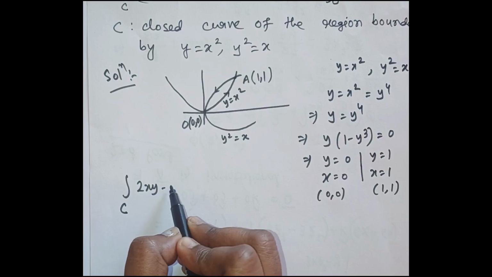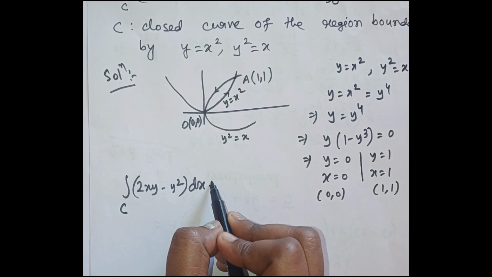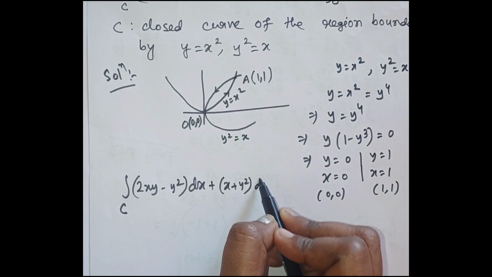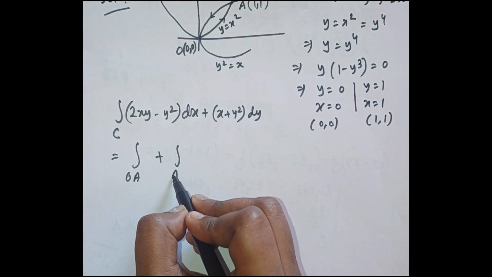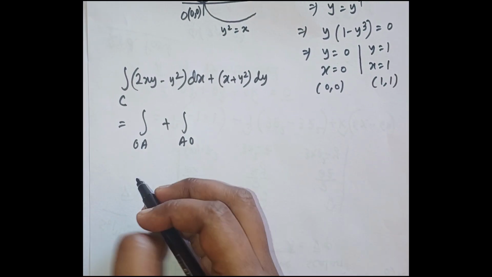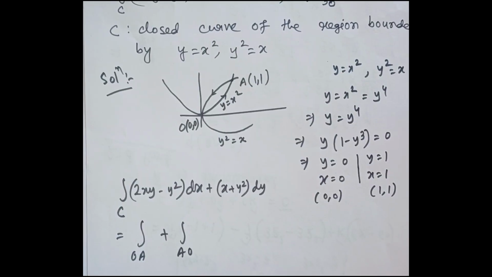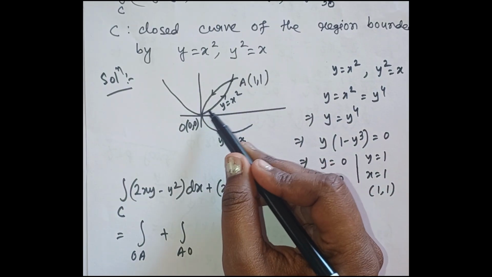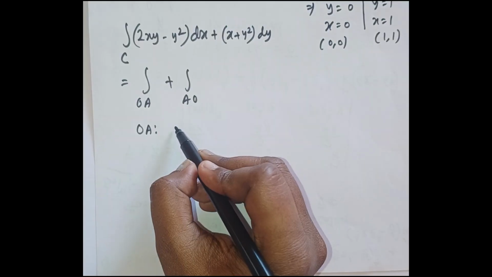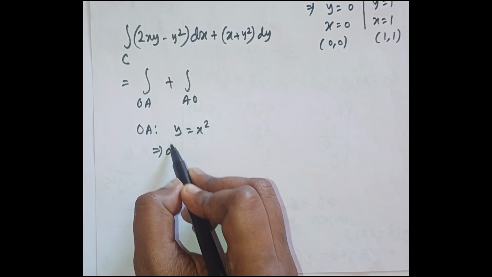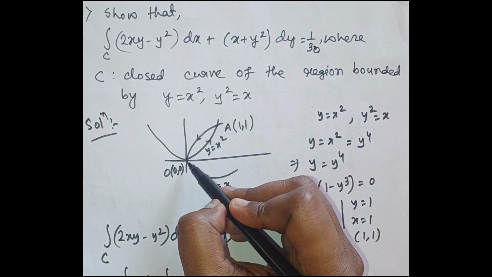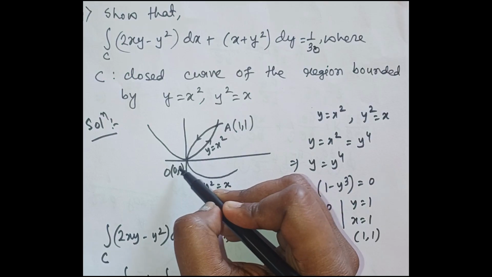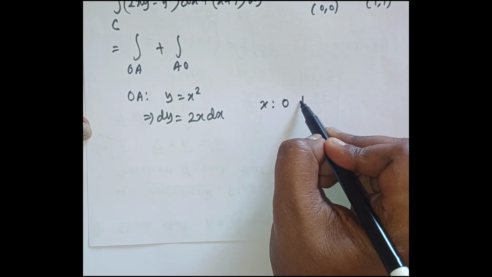two parts. So integration of (2xy minus y square) dx plus (x plus y square) dy. Now this can be written as integration over OA plus integration over A to O. So let us solve one by one. For OA, that is, we have to go from O to A in this direction. In this case, y equals x square is the curve. So we can write dy equals 2x dx, and in this case you can see that x is going from 0 to 1.